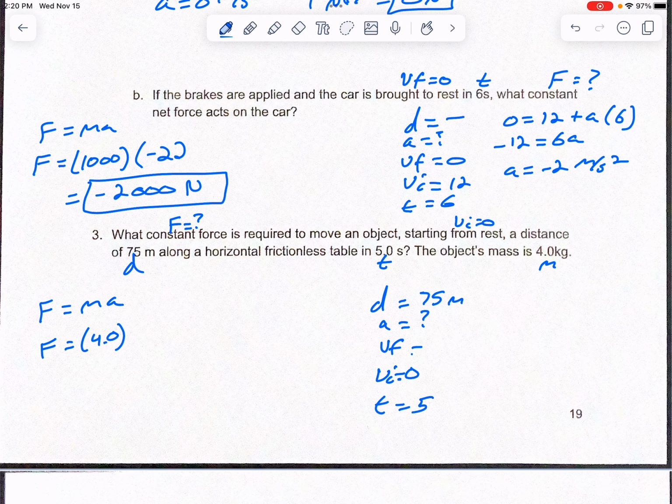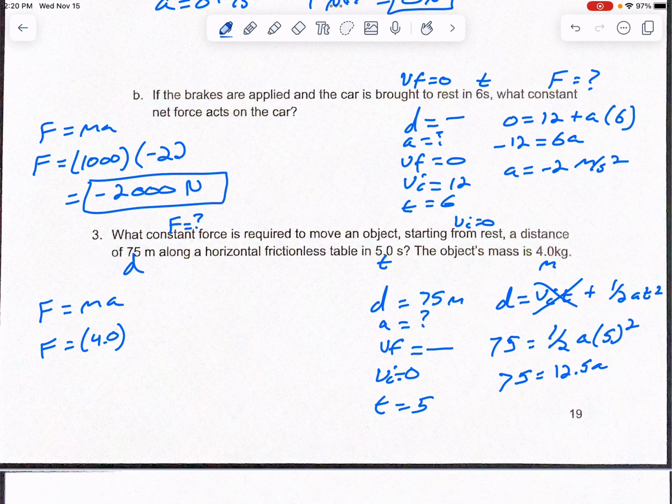That means we did not care about final velocity here, so you're going to equation number 3, which is D equals VIT plus 1/2 AT squared. If VI is 0, this whole VIT goes away, so it's just D equals 1/2 AT squared. So 75 equals 1/2 A times 5 squared. Now I would square 5, which is 25, and then half that. So that's basically saying 75 equals 12.5 A. Then divide both sides by 12.5, and you get an acceleration of 6 meters per second squared.